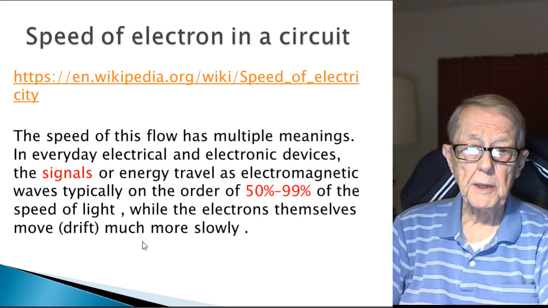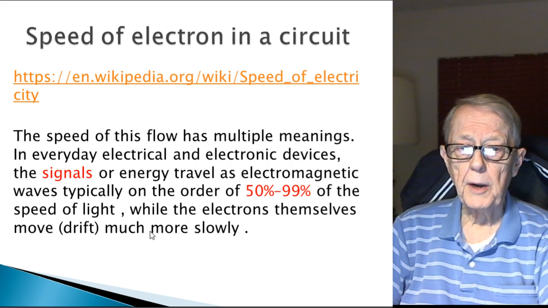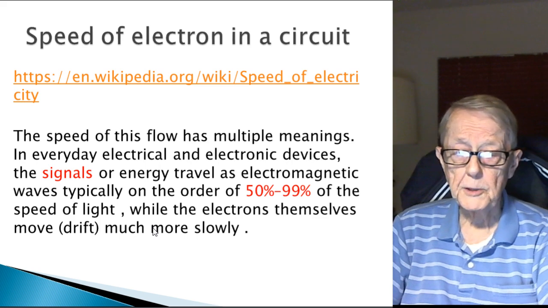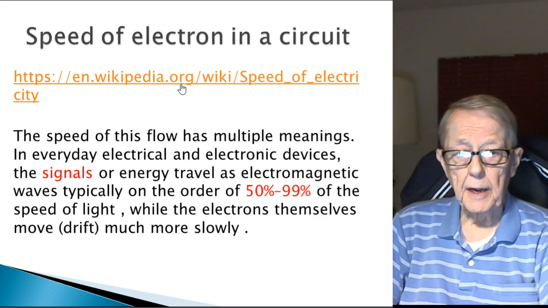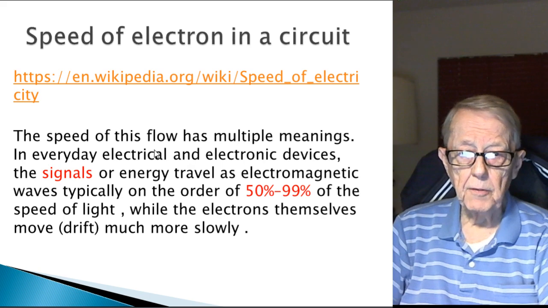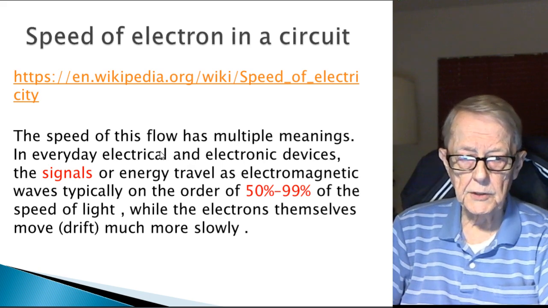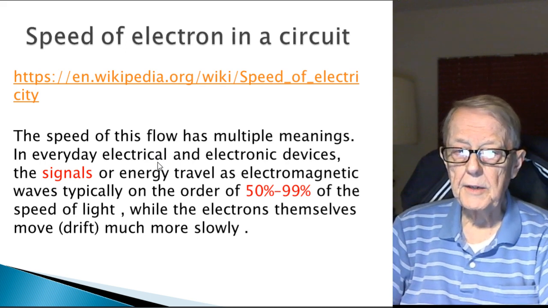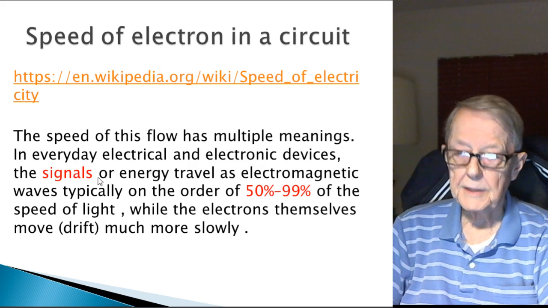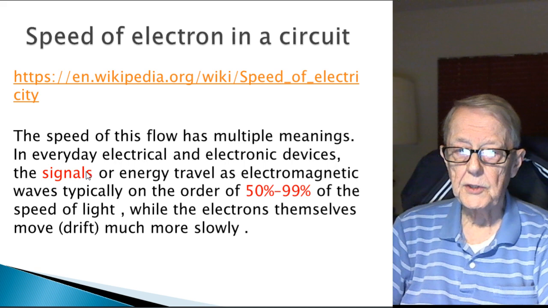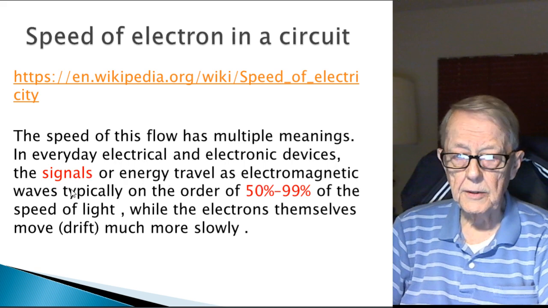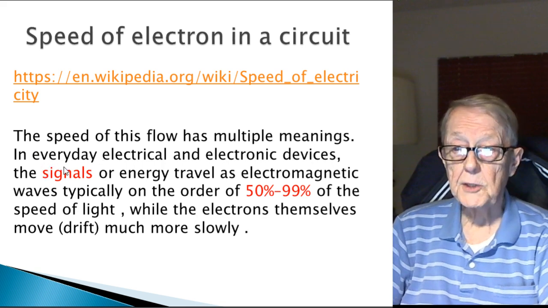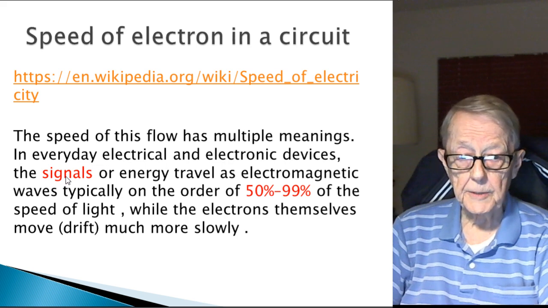Okay, looking at the speed of the circuit, this is an interesting point. The speed in the experiment was 2%, 1/50th of the speed of light. I got this from Wikipedia. The speed of the electron in a circuit has multiple meanings. In everyday electrical and electronic devices, these are the signals that are propagating in a circuit. They call it energy or electromagnetic waves. I'll stick with the term signals because as an electrical engineer, I traced many signals through a circuit.